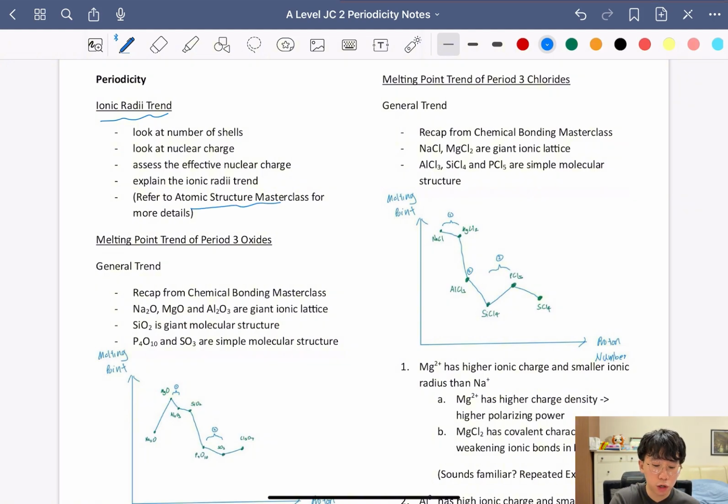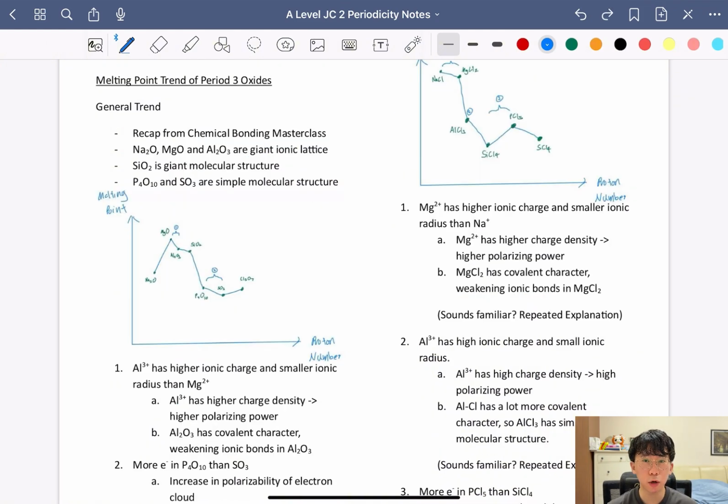For example, you want to look at the number of shells because there's shielding effect involved. You want to look at nuclear charge, and all of this influences the effective nuclear charge. So you want to assess your effective nuclear charge before you explain why there's a difference in your ionic radii. If there's greater effective nuclear charge, that means there's a lower ionic radii, and vice versa.